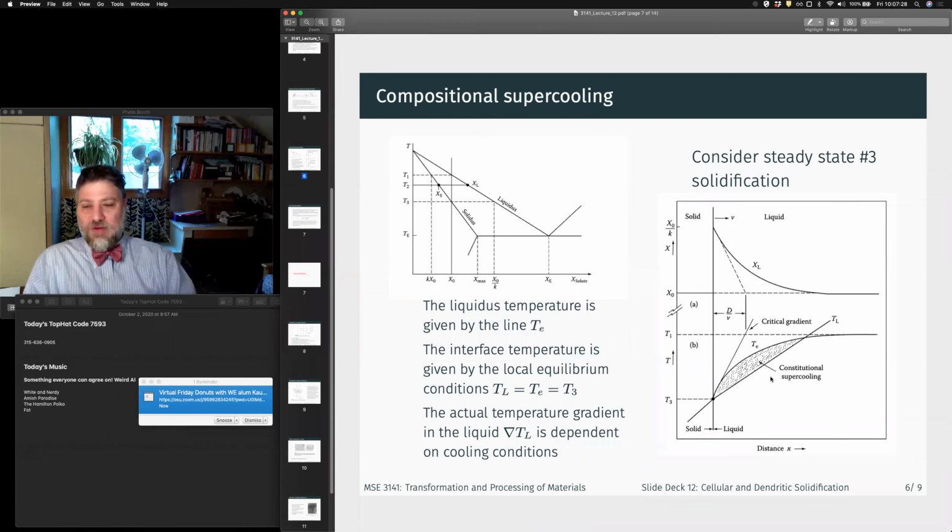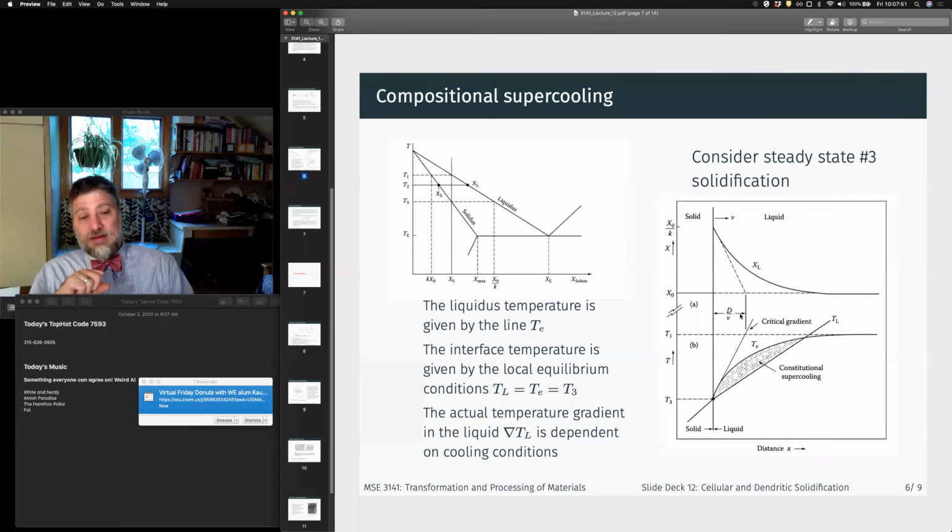Okay, so we're going to wrap it up there. Monday, I'm going to briefly review this. So when the temperature hits the critical gradient, it is definitely stable solidification, yes. Okay. Think about this over the weekend. We're going to review this on Monday again.